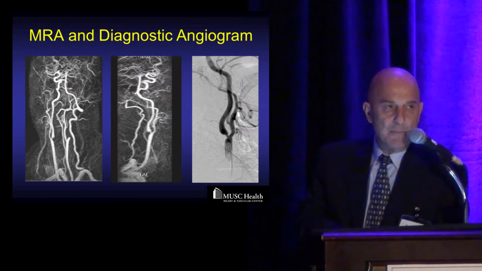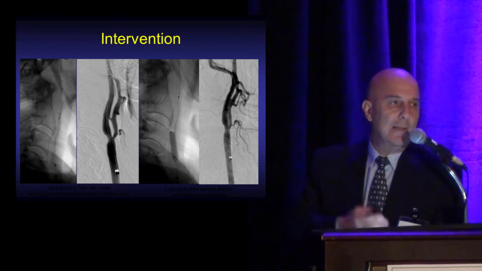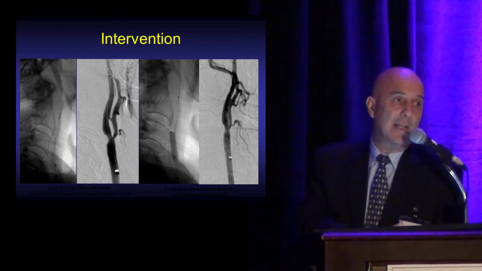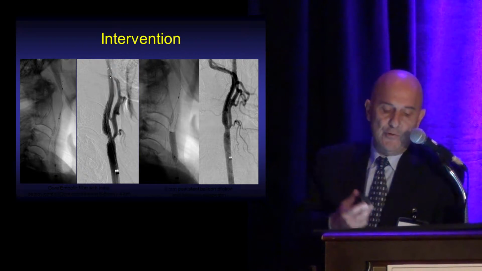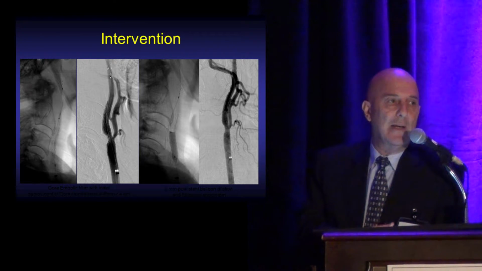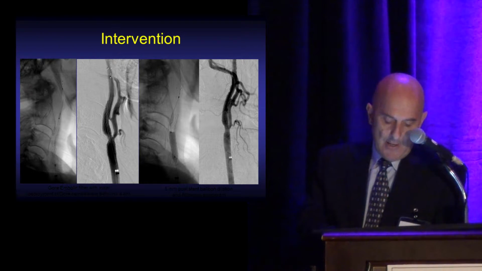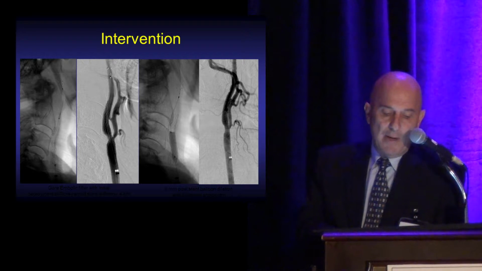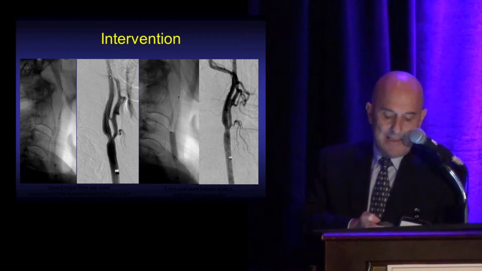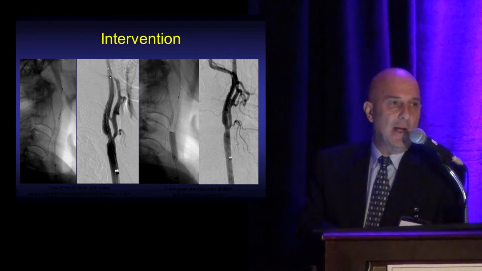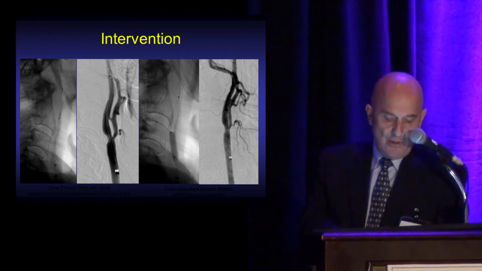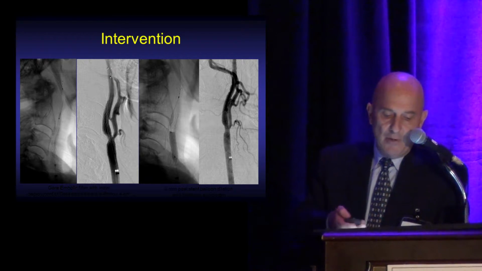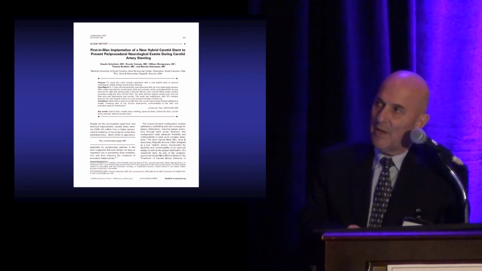We've been following this patient, and he did very well until very recently, when he expired due to his pulmonary fibrosis. But the follow-up ultrasound showed that the stent was doing very well in terms of patency and no recurrent stenosis. If you want more details, we have published this first in man case in the Journal of Endovascular Therapy.